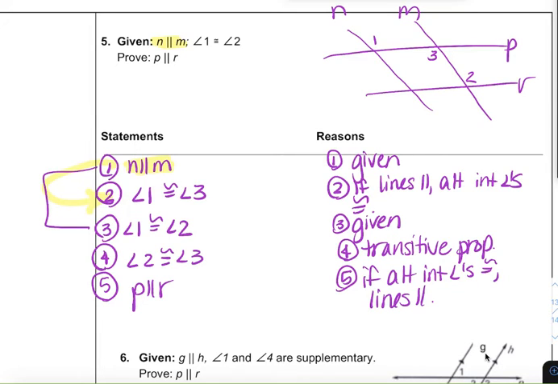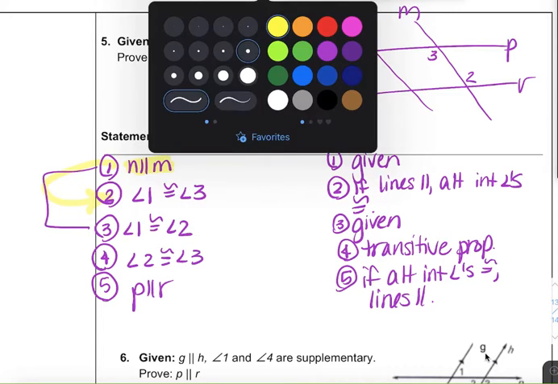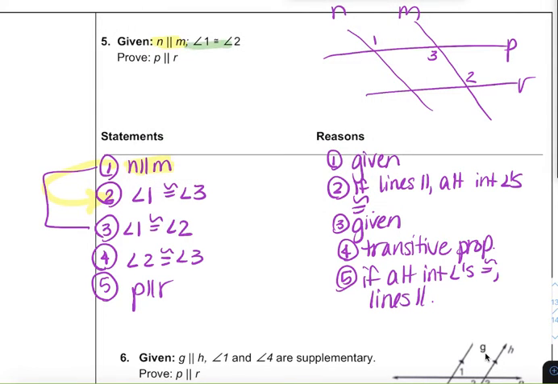I tend to like to use each piece. So there's that piece that N parallel to M, those 2 lines are parallel, and then there's this other piece of information that 1 is congruent to 2. And I like to use each piece of the given separately. And so I tend to write my proofs that way because I figure I'm going to write it and then I'm going to use it so that I can get what I need.